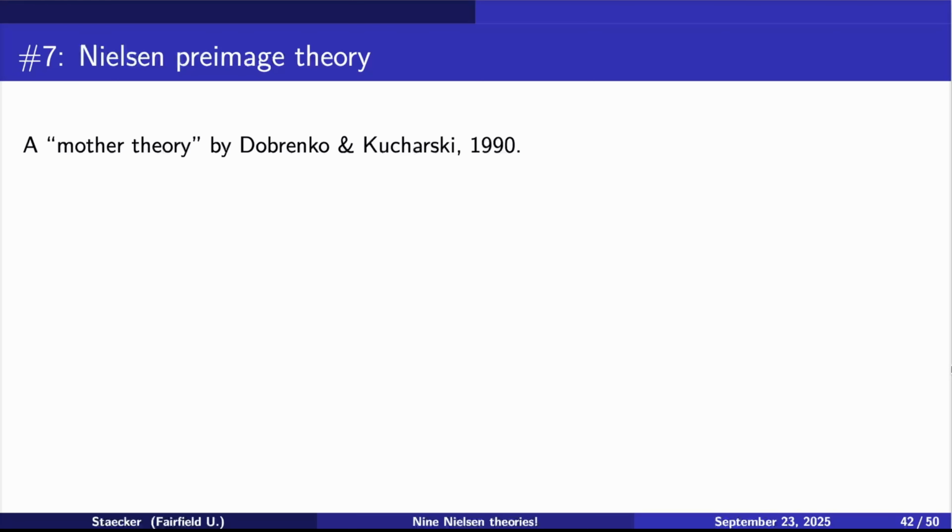Number 7, pre-image theory. I'm going to call it a mother theory, and this is actually the paper that I mentioned before that I failed to read the little footnote in, because it doesn't seem to be about this. It seems to be about something different. This is a generalization of the roots problem.